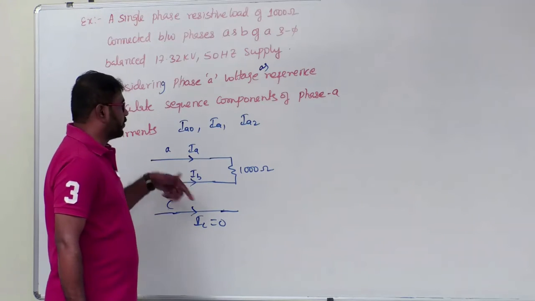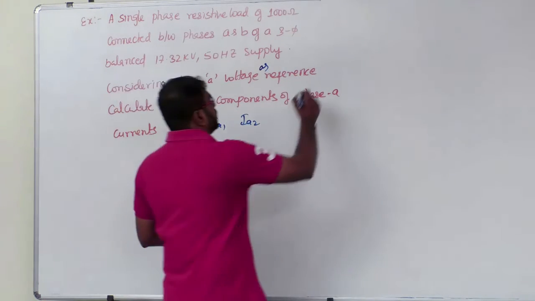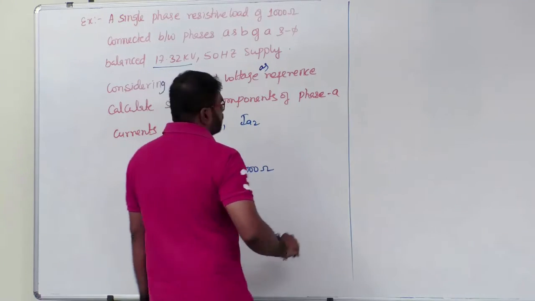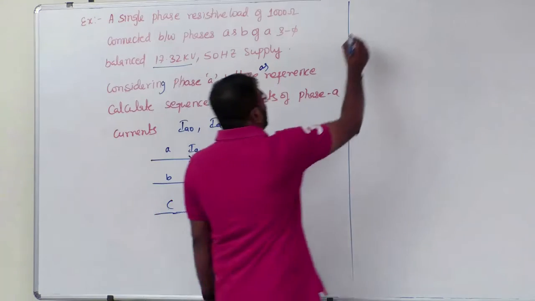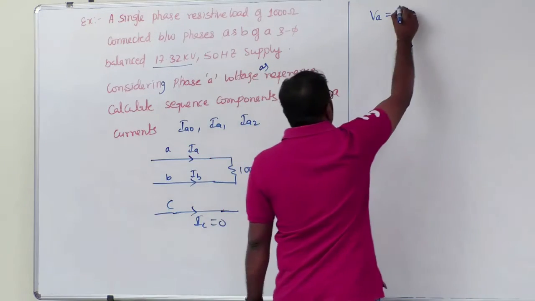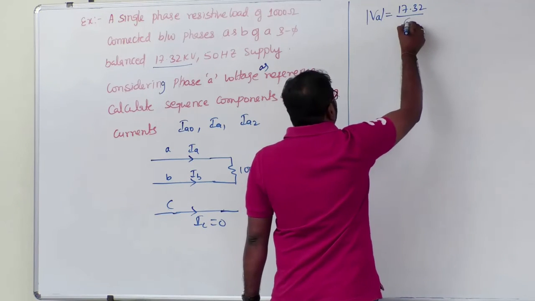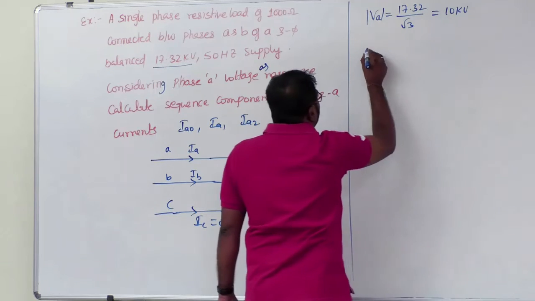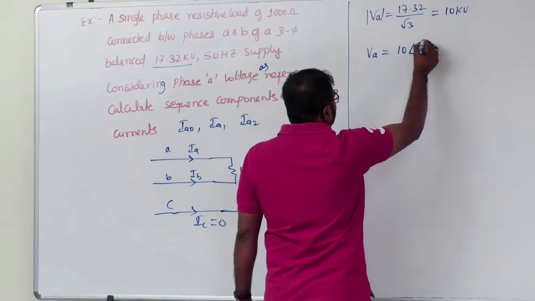But it is clearly mentioned phase A voltage is reference. See, what is phase A voltage here? Actually the voltage given here is 17.32 kV, that is a line voltage. What is the phase voltage? The phase voltage VA is 17.32 kV by root 3. Magnitude I am writing, sir. So that is 10 kV, but it is clearly mentioned phase voltage is reference. VA is what now? 10 kV at an angle 0 degrees.